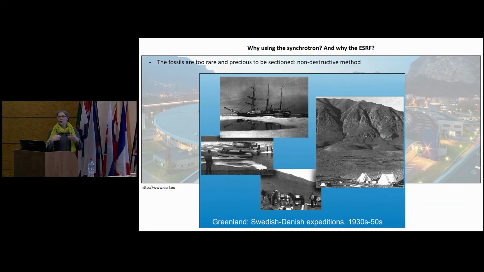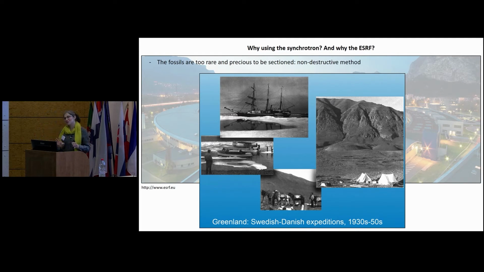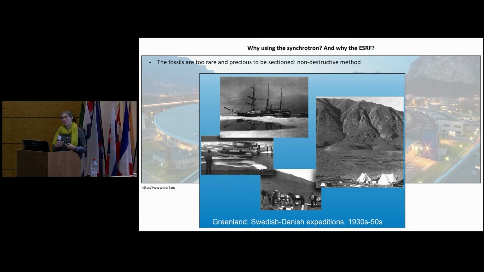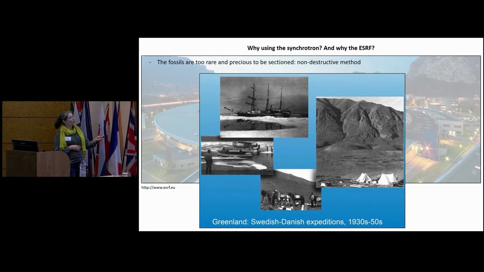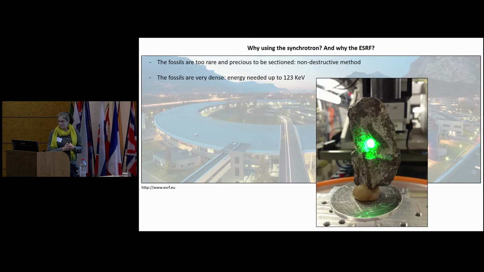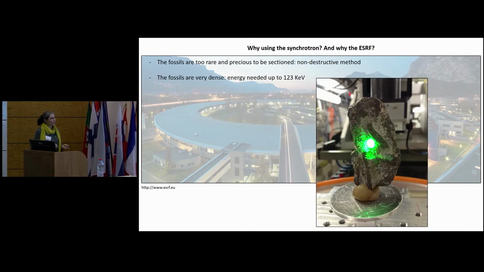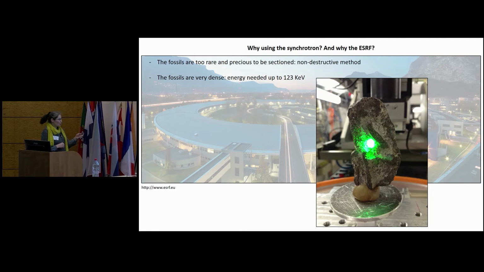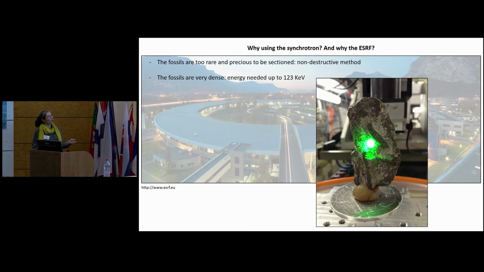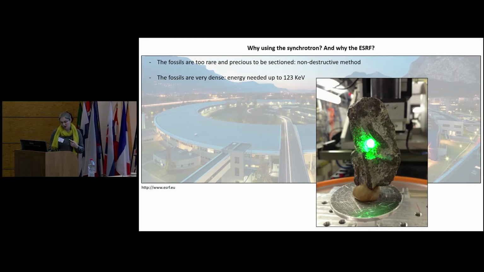It's a lot of organization, a lot of money, and if you have any problem, it's not even sure that the helicopter will be able to come if there is bad weather, or if you're too remote in the mountain. So for all these reasons, no curator would give you any of these samples for sectioning. For that reason, we need a non-destructive method. In addition, these samples are very dense and infilled with metallic oxide, like Vincent had yesterday. So for them, we had to go to energies up to 123 kV, very high.